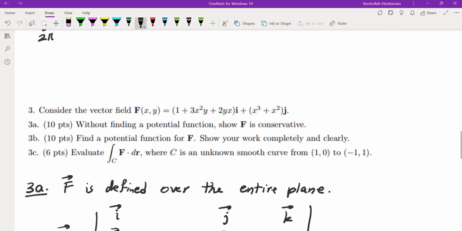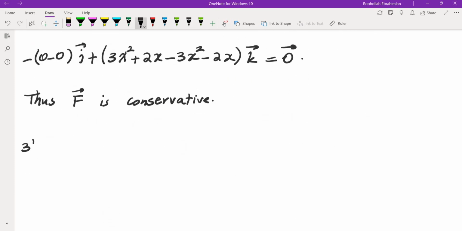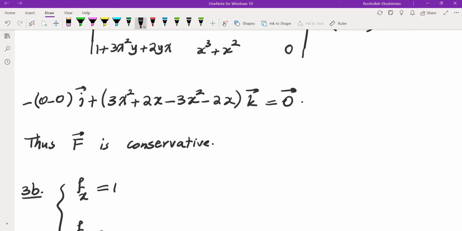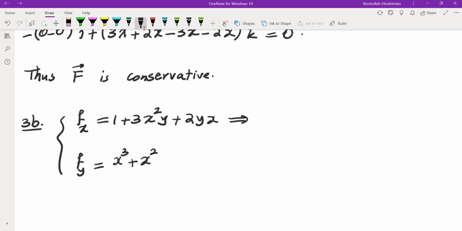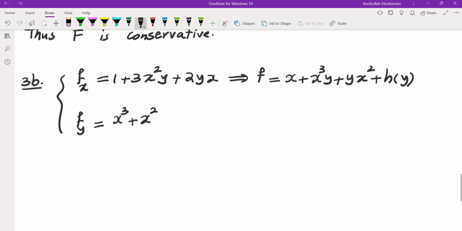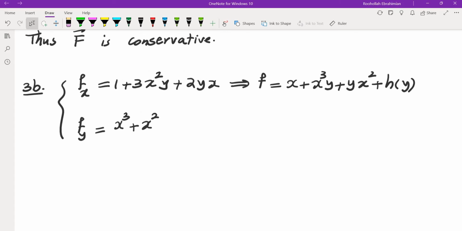Okay, so next is find a potential function for this f. So we'll go ahead and evaluate the potential function. So we need f sub x to be the first component, f sub y to be the second component. So the first component is 1 plus 3x squared y plus 2yx. And the second component is x cubed plus x squared. So what does this mean? We can evaluate f by integrating with respect to x: x plus x cubed y plus yx squared plus h of y, some function of y, because we are in the two-dimensional case, there is no z here.